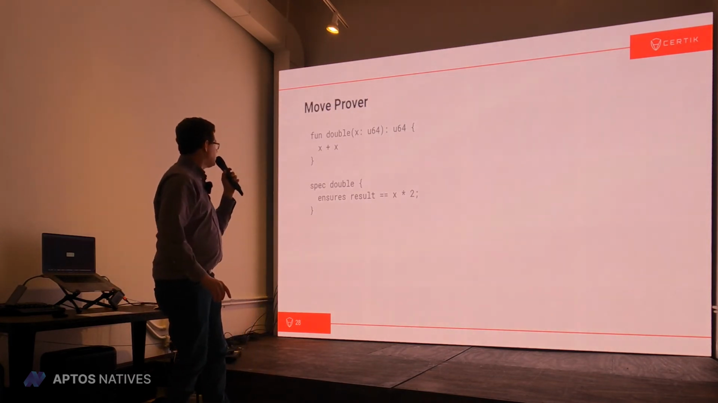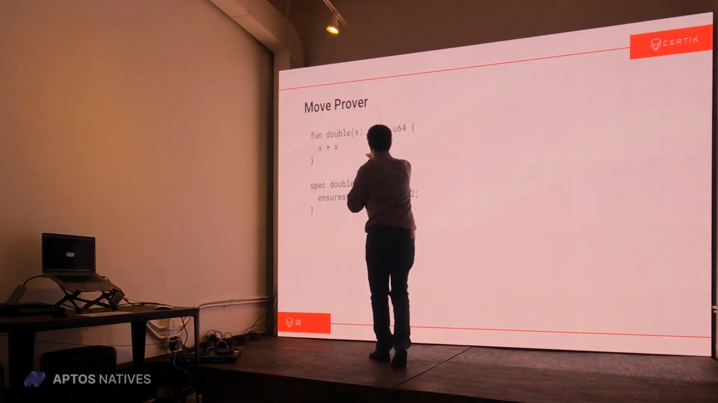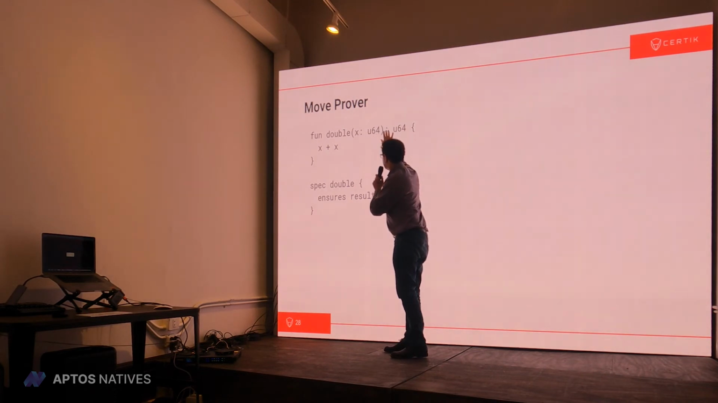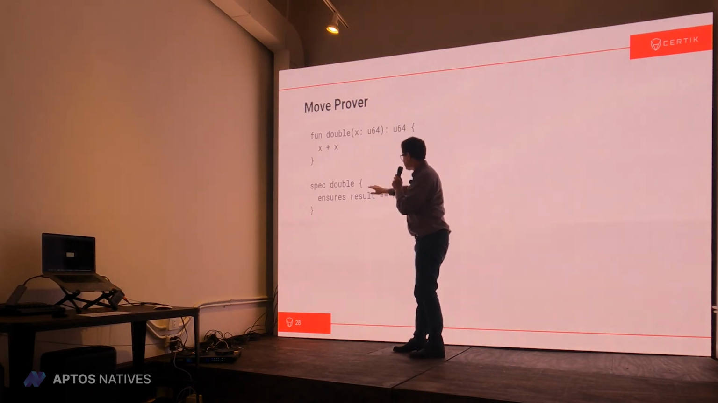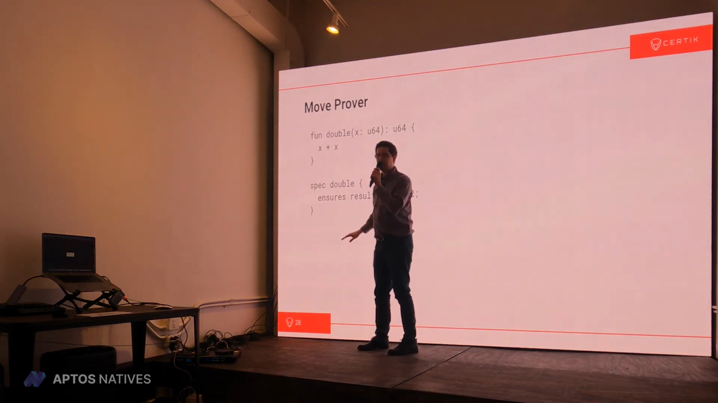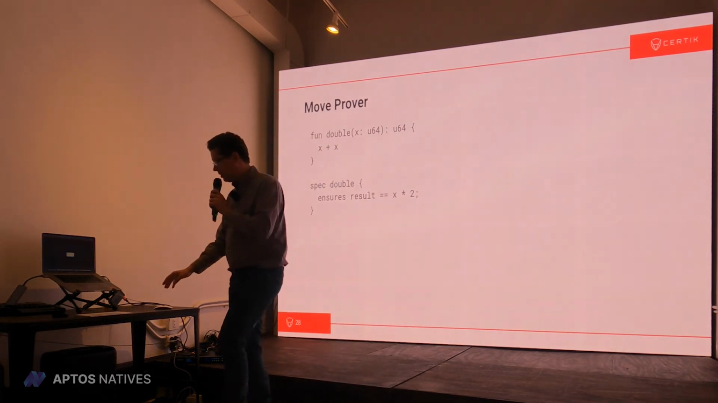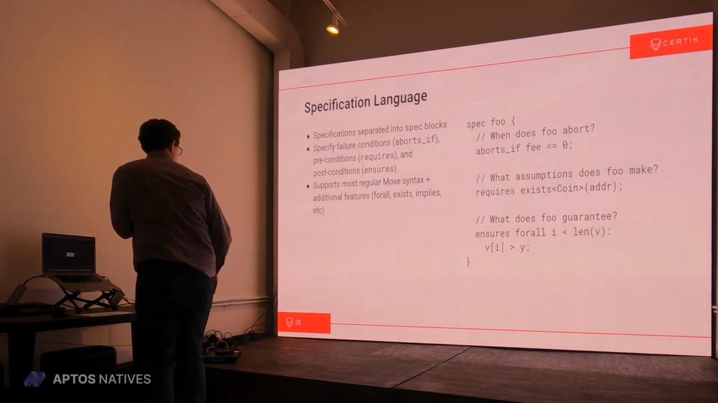So just to give you a simple example, if you have a function double, which takes a u64 x and adds x to itself, you might have a specification that says this ensures that the result of this function is x times 2. So you're taking advantage of the fact that x plus x is mathematically equivalent to x times 2. Obviously, this is a very simple property. You can do much more complex properties.